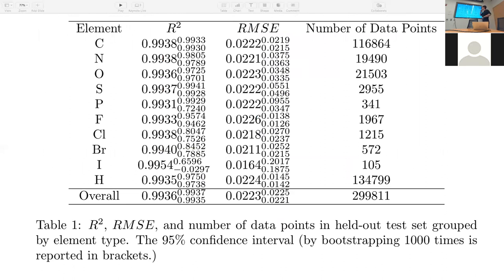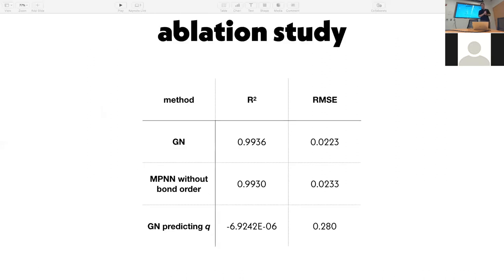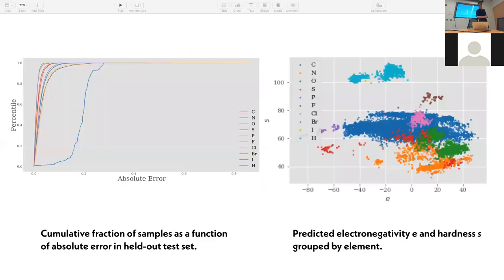So the discrepancy RMSE is around 0.02, which is in the range of the disagreement between AM1-BCC and DFT calculations. So now we already have a method that is almost as accurate as AM1-BCC, but it's 500 times faster. If you delete some part, for example, if you do not do the bond order thing, it's kind of the same, right? But if you directly predict the charge, it's miserable because of the constraint that I just mentioned.